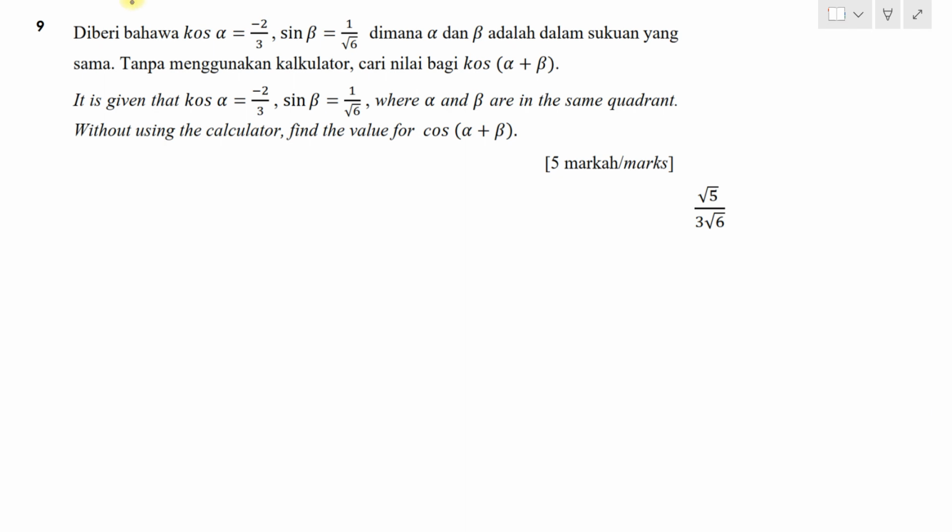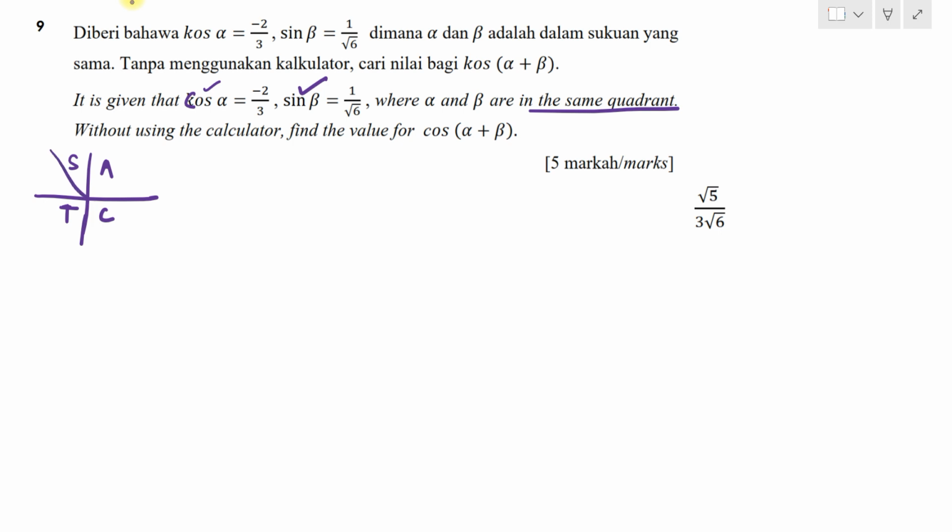It is given that cos alpha equals negative 2 over 3 and sine beta equals 1 over square root 6, where alpha and beta are in the same quadrant. So you need to make sure the sine is positive and the cos is negative. As we are well aware of the quadrants, okay, right. So the sine is positive but cos is negative, which is quadrant number 2.